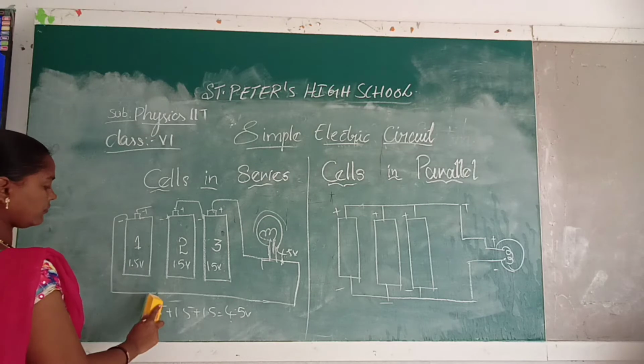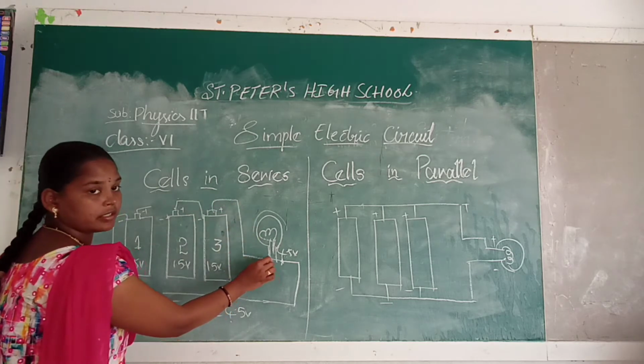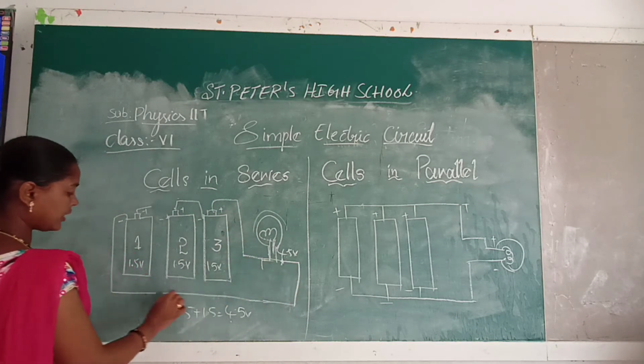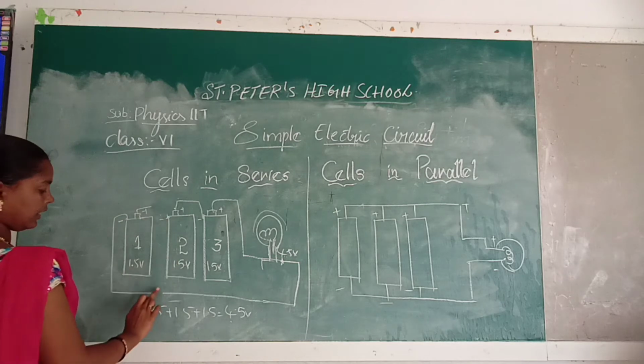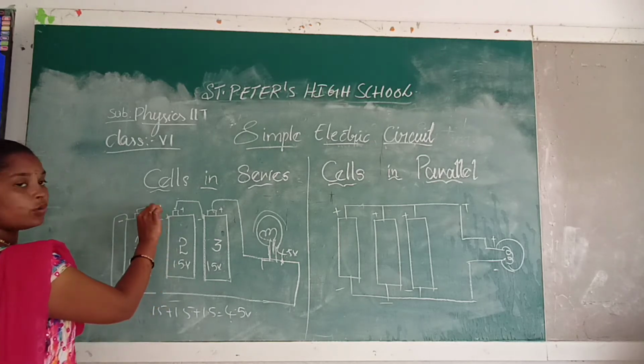Okay, will the bulb glow? The bulb does not glow because it is getting only a positive connection here. From where will it get the negative connection? Now it is open here. From where will it get the negative connection? So here it is open.